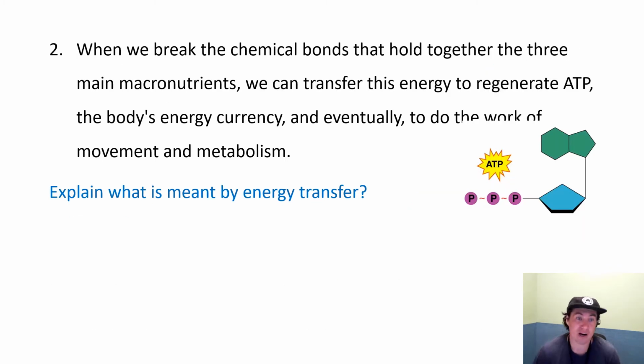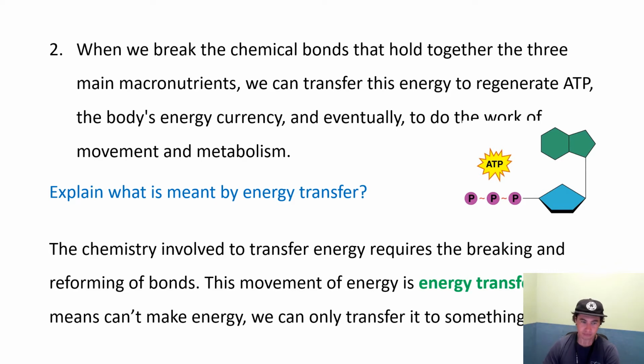Number two, when we break these chemical bonds that hold together the three main macronutrients, we can transfer this energy to regenerate ATP, which is the body's energy currency, and eventually we can do some work, and that work looks like us moving and metabolism. The question here is, explain what is meant by energy transfer. So the chemistry involved to transfer energy requires the breaking and reforming of bonds.